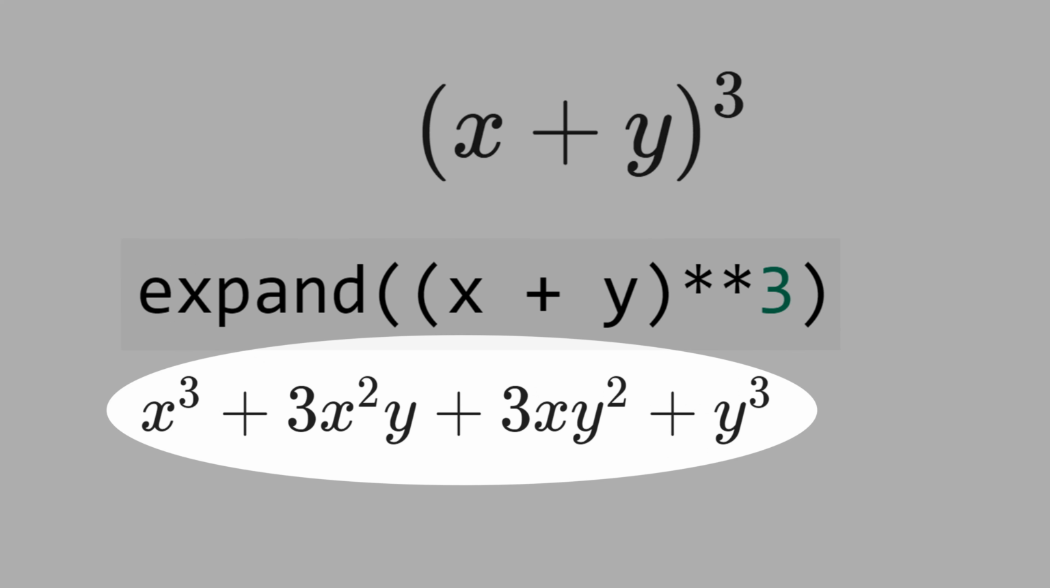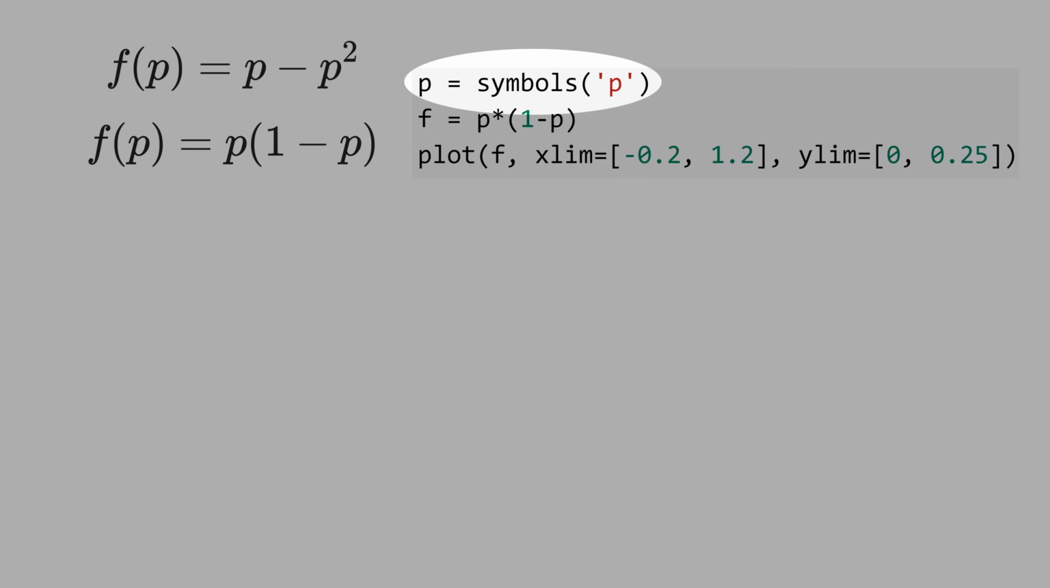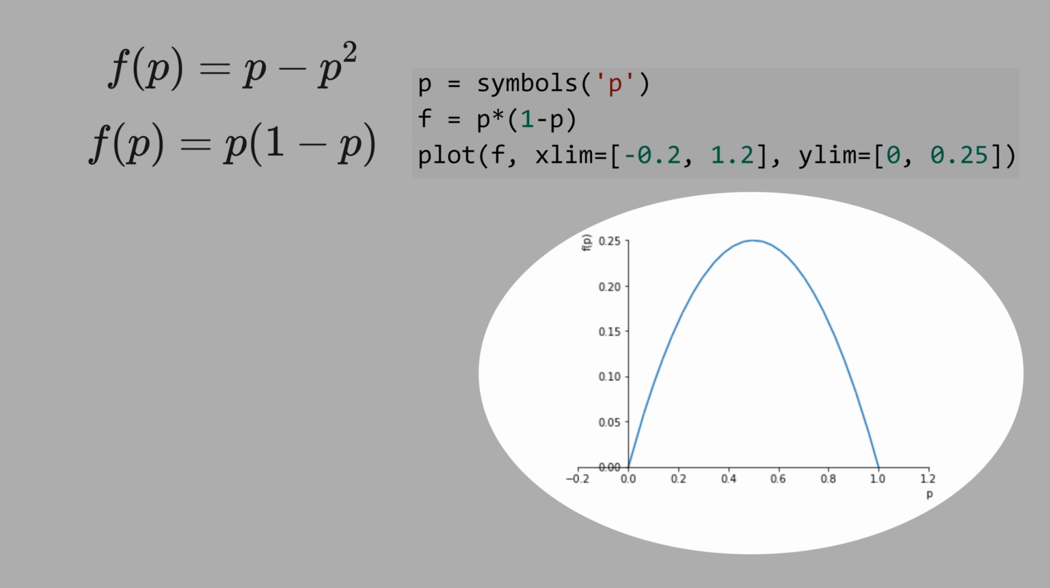Probably you figure out that Python is much more powerful than your pocket calculator. Now let's work with this function here, that's p minus p squared, that you can factor as p times (1 minus p). Let's declare p as a symbol and define the function f equal p times (1 minus p). And let's plot f. And here's the graphic.